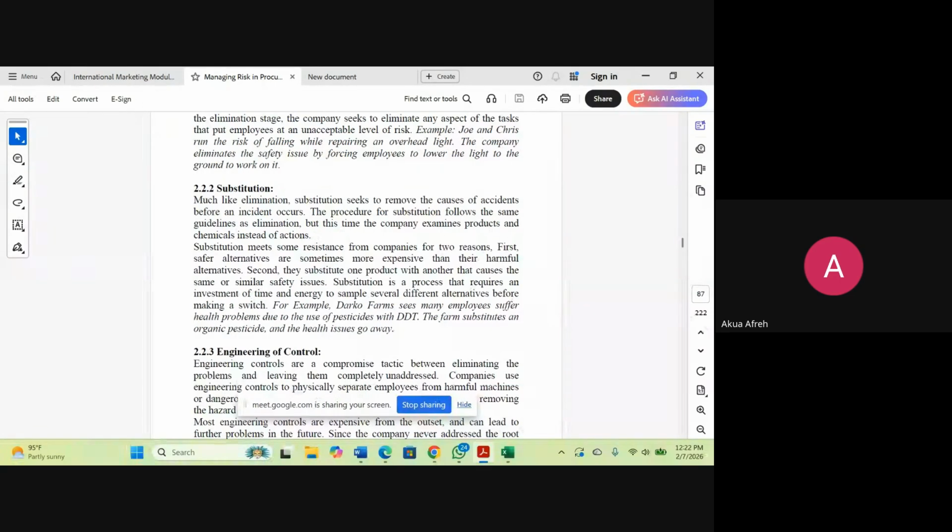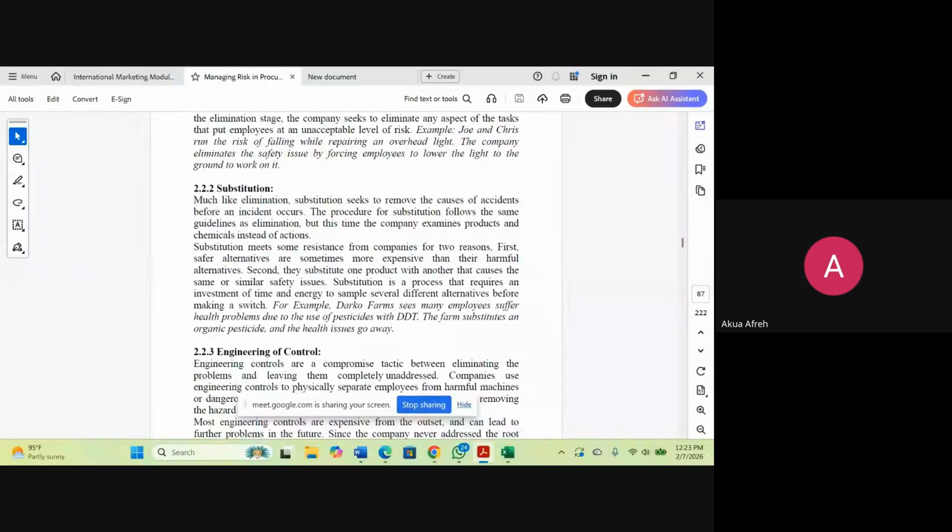In your book, they gave an example like Dako Farms seeing many employees suffer health problems due to the use of a pesticide with DDT. In order to solve this problem, Dako Farms substituted an organic pesticide so that the health issues of the employees will go away. This is what we are talking about.